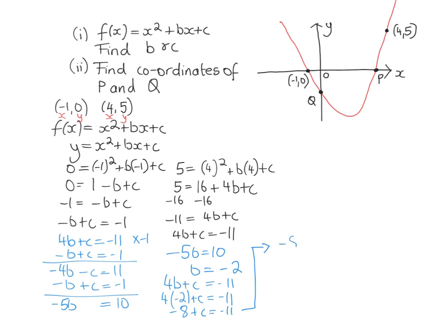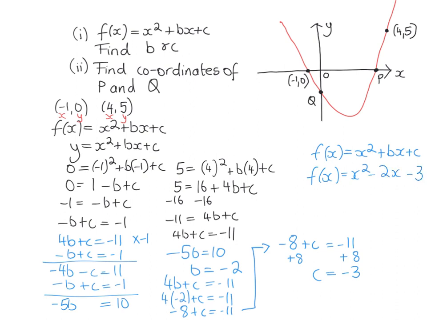So then I'll just write this out. So minus 8 plus c is equal to minus 11. Plus 8 to both sides. We'll get that c is equal to minus 3. So then we knew that f of x was equal to x squared plus bx plus c. We know that b is minus 2 and c is minus 3. So this becomes f of x is equal to x squared minus 2x minus 3.